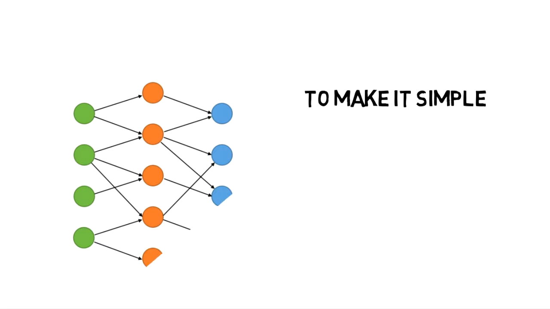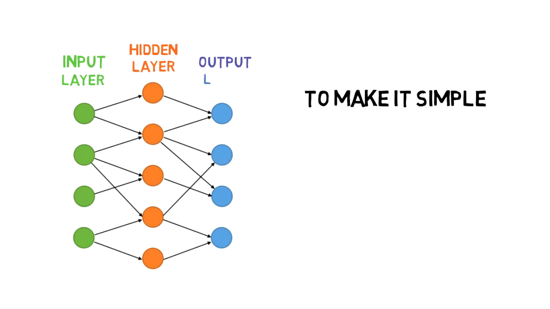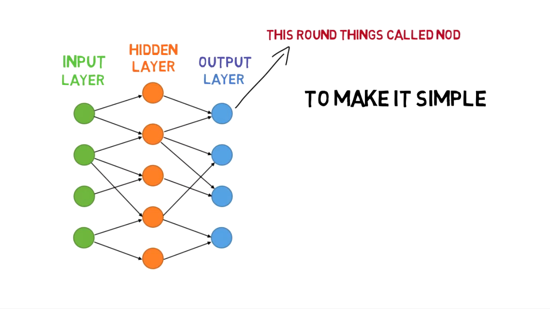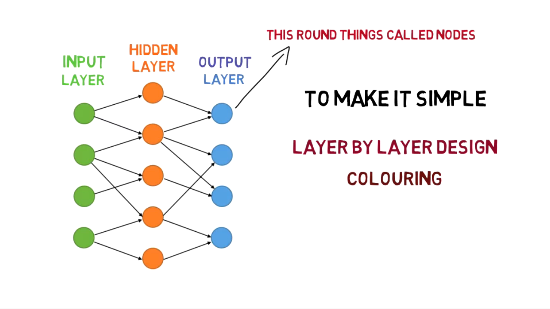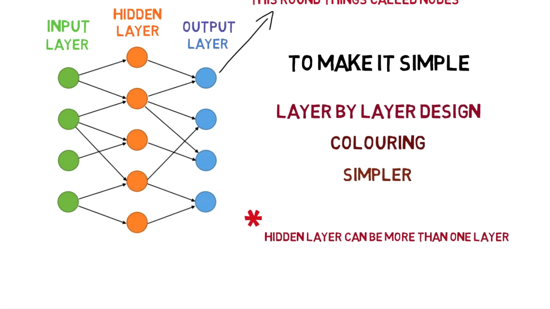But how do we compute it? To make it simple, scientists usually use this kind of model. It has an input layer, hidden layer, and output layer. And these things are called nodes. It's a layer by layer design, it has coloring, it's simpler, and the hidden layer can be more than one layer.